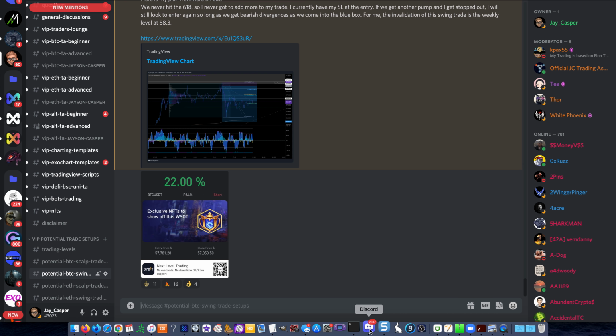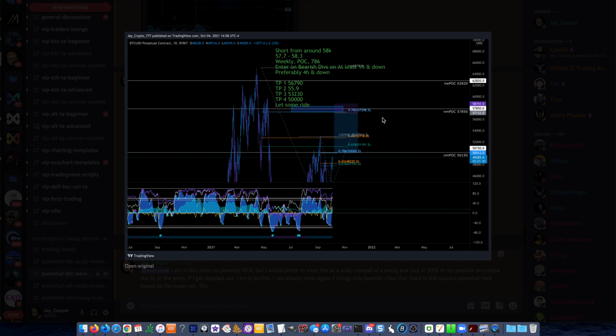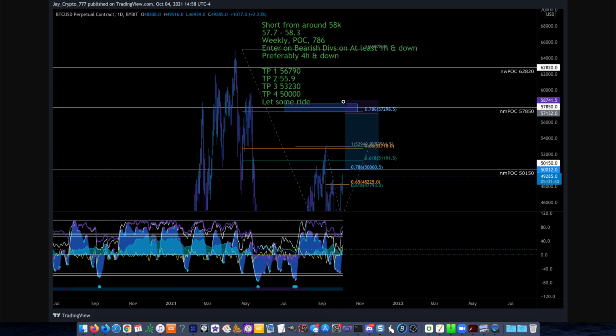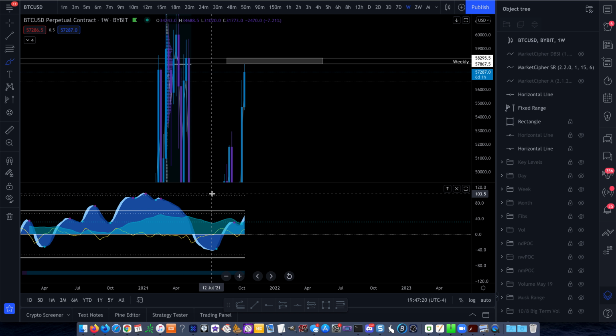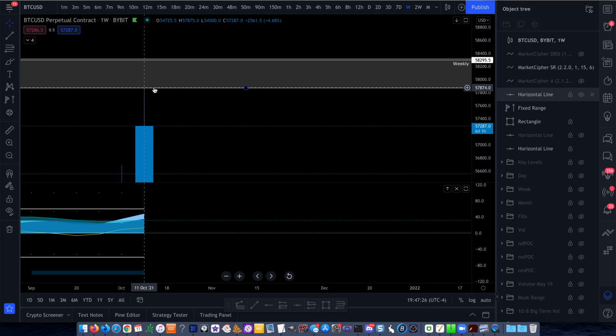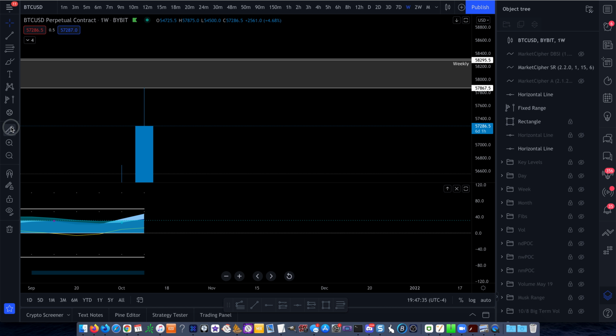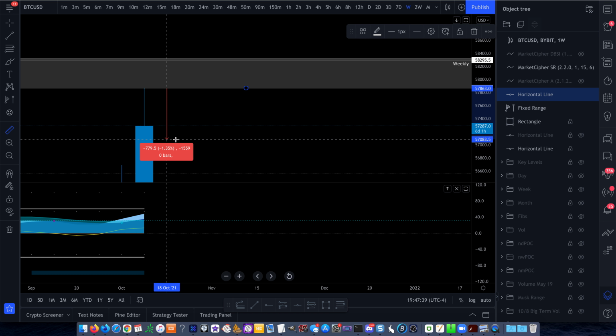In fact, if we go to the VIP Discord here, we can see that on October 4th, I gave this potential short setup from the exact level of 57,850, where I had this blue box on the chart, where I wanted to reject from this level and come down, and these would be the take profits that we would hit. Now, earlier today, we actually did come pretty much right up into this box, and we rejected literally right off that level. And we did get, well, not a huge dump, but we did get about a 2% retracement from that. We came all the way down to here.